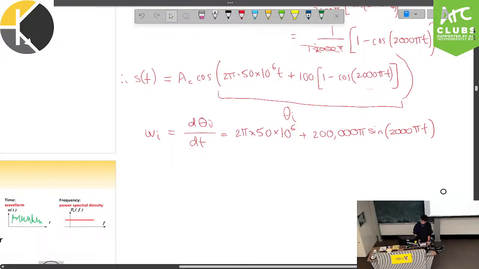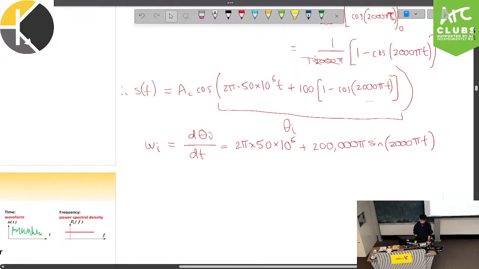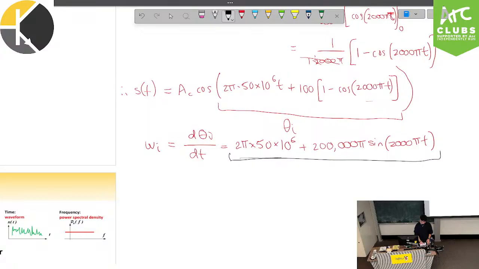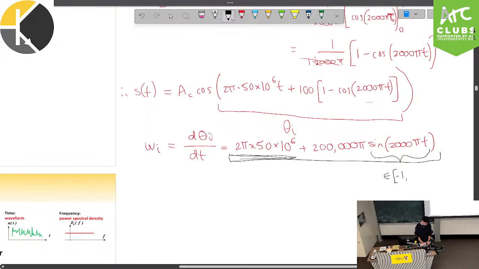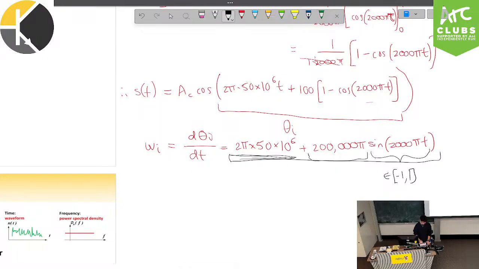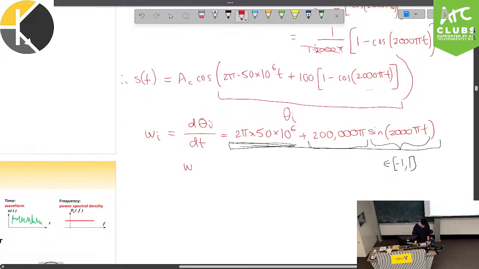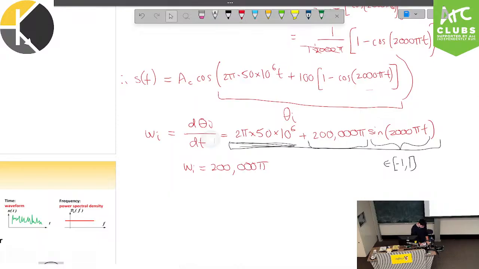So our peak frequency deviation is basically, with respect to time, what is the maximum change that occurs in the frequency with respect to our center of oscillation. So we have this sine term. Sine, as we all know, oscillates between -1 and 1. So the maximum deviation we can have is by this constant term out the front. So we have omega i is 200,000π. So then if we want that in hertz, we would get 100,000.